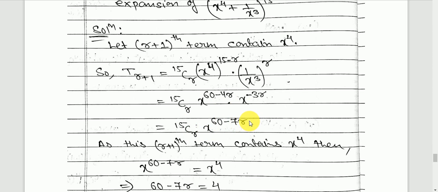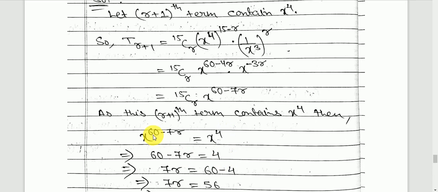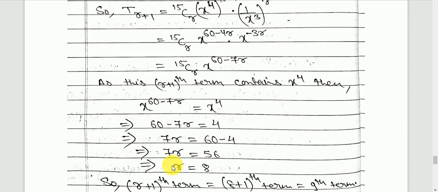But here what we have assumed is that for this r plus 1th term, the power of x will be 4. That means this 60 minus 7r is 4. As this r plus 1th term contains x to the power 4, x to the power 60 minus 7r is equal to x to the power 4. The bases are the same, so the powers are the same. So 60 minus 7r is equal to 4. Calculate for r, and you get r is equal to 8.